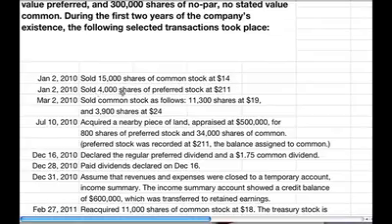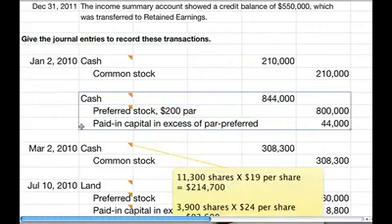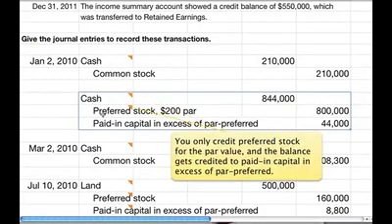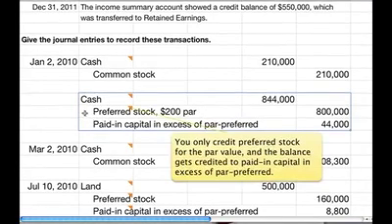January 2nd, we sold 4,000 shares of preferred stock at $211. That's this transaction right here. Same date. Debit cash for 844,000, which is 4,000 times 211. Then we credit preferred stock. You only credit preferred stock for the par value, which was $200 per share, so that's $800,000. And then paid in capital in excess of par preferred stock gets the balance of that $844,000.